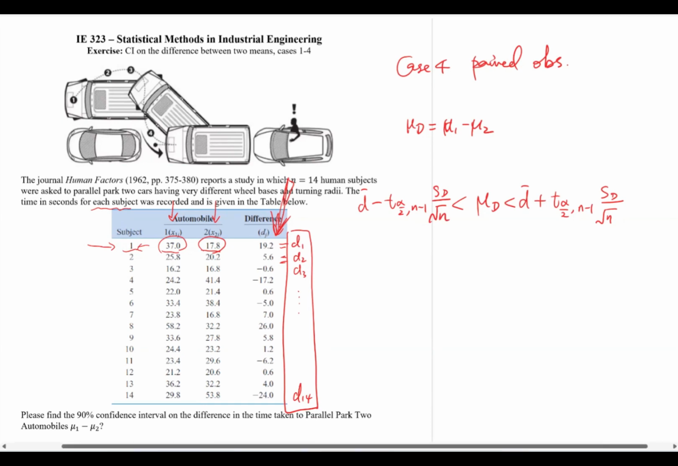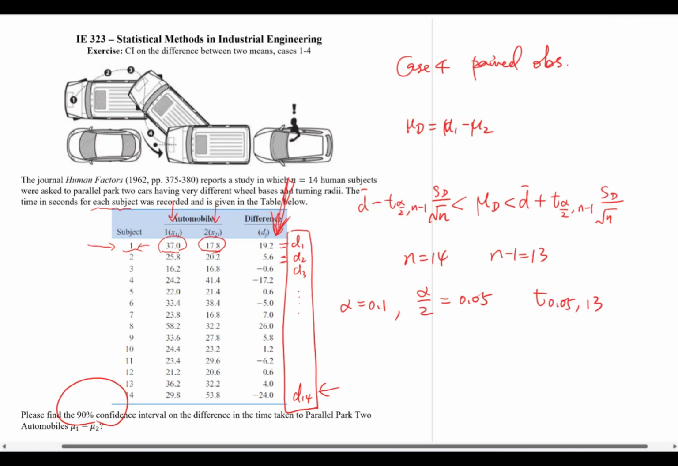So how many differences did we get? We got a total of 14 differences. So n equals 14, and then n minus 1 equals 13. And alpha over 2, because we want to find out 90%, alpha is 0.1, then alpha over 2 is 0.05. So t alpha over 2 is t 0.05, with 13.